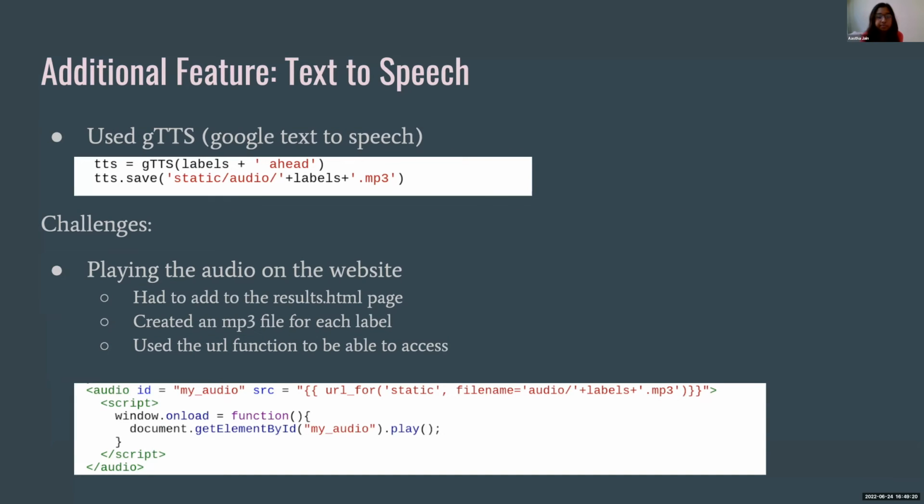So for the text-to-speech, we used Google text-to-speech. There is an example of some of our code. Adding on to some of our challenges, our main one was putting the audio on the website. So some of the things we did to solve this issue was we added code to the results.html page. In addition, we also created MP3 files for each label. And then we used the URL function to be able to access these files on the actual page.